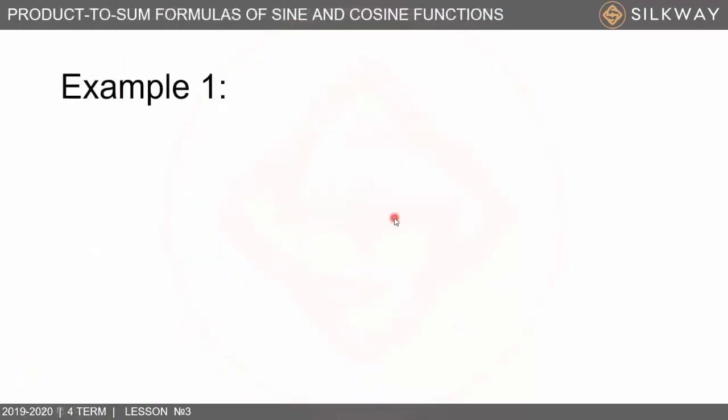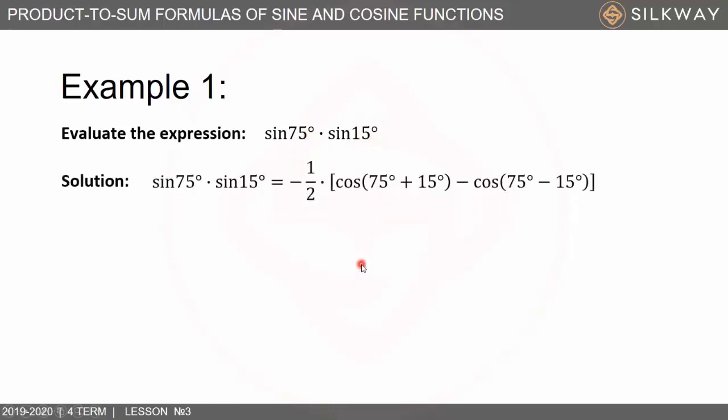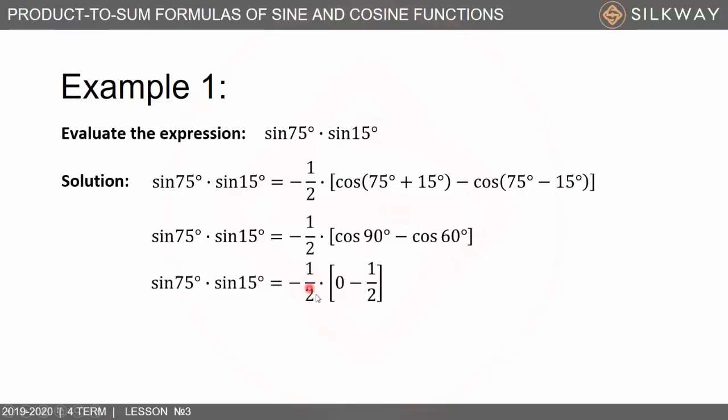Let's look at example number 1. Evaluate the expression sine 75 degrees multiplied by sine 15 degrees. Solution: if we use our new formula, we get -1/2 multiplied by cosine of the sum of the two angles minus cosine of the difference. Cosine 90 degrees minus cosine 60 degrees, and we know the values of these two terms. Then -1/2 multiplied by cosine 90, which is 0, minus cosine 60, which is 1/2, and then we have 1/4. I think it's clear for you.